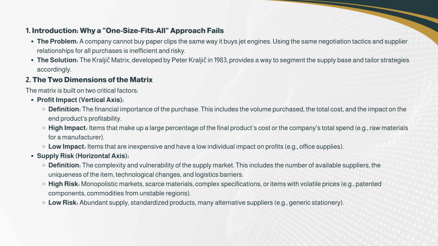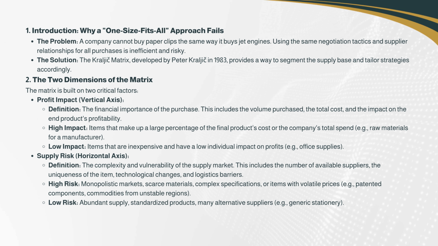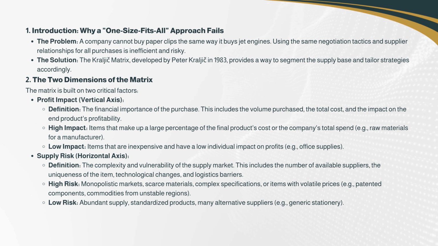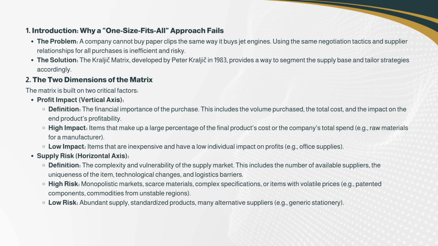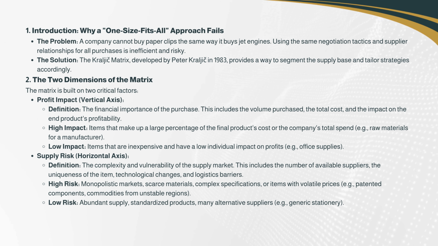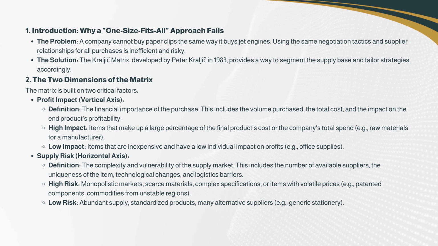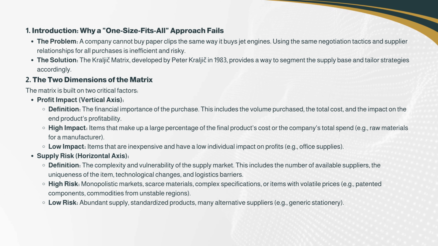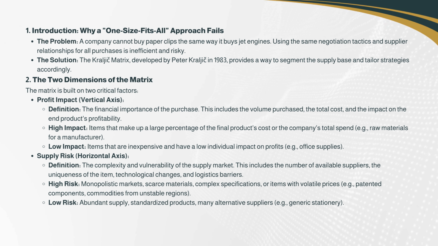The matrix is built on two critical factors: profit impact, vertical axis, definition, the financial importance of the purchase. This includes the volume purchased, the total cost, and the impact on the end product's profitability. High impact. Items that make up a large percentage of the final product's cost or the company's total spend, e.g., raw materials for a manufacturer. Low impact. Items that are inexpensive and have a low individual impact on profits, e.g., office supplies.